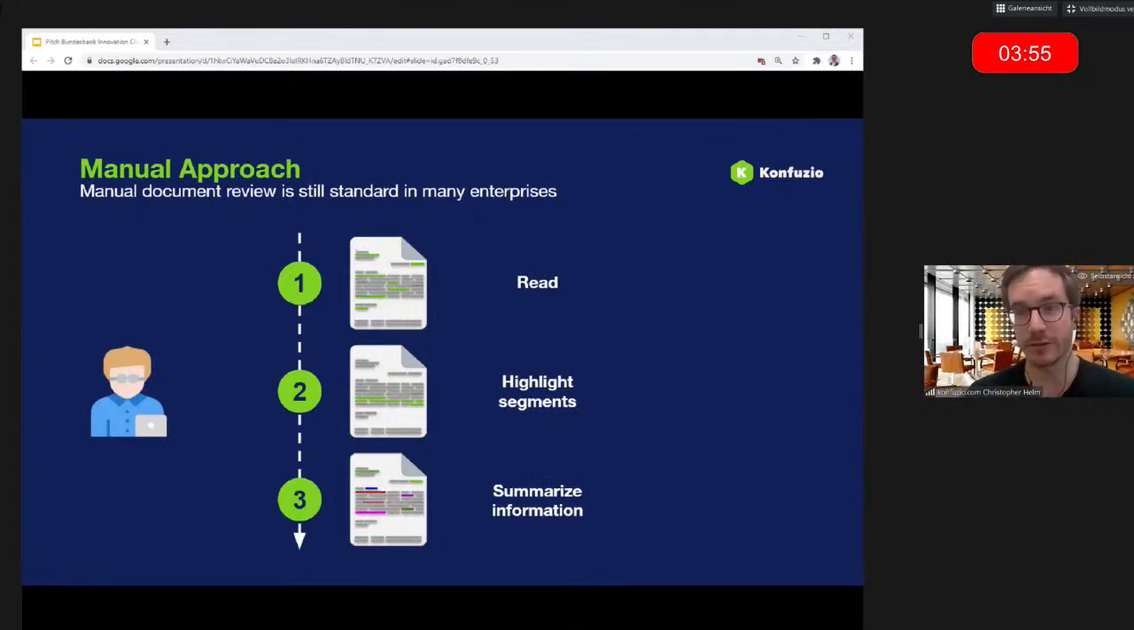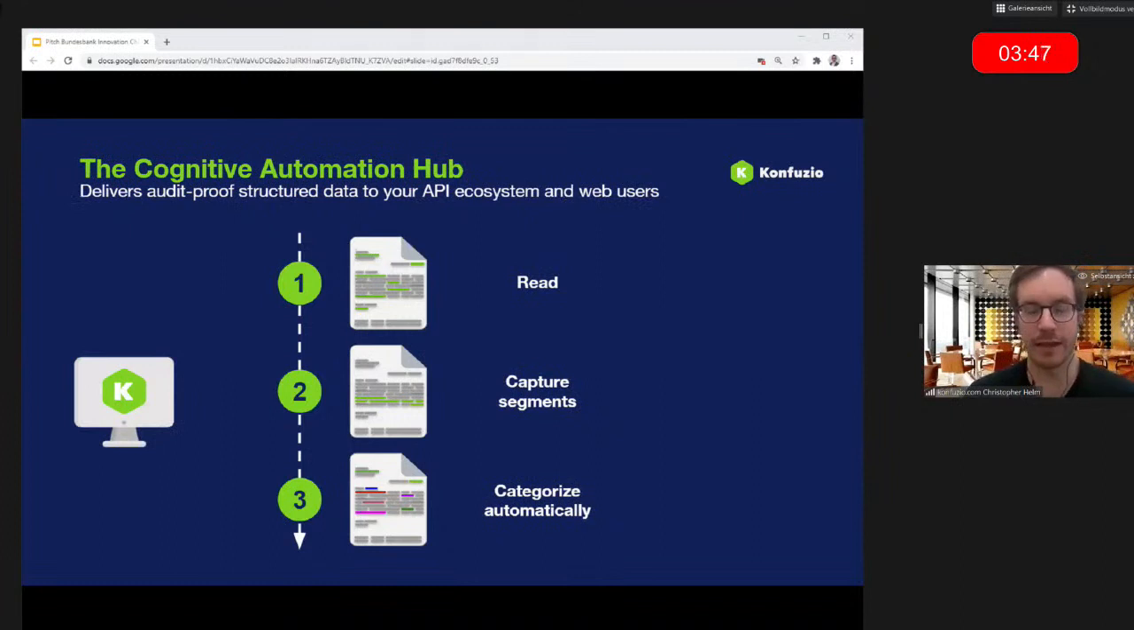Many enterprises do information extraction manually. They read documents and PDFs, highlight segments with a marker, and come up with a summary of what they have read. Using the latest research like LayoutLM, VGG16, BERT model, graph convolution, and Chargrid, our software is able to read text similar to humans, capture segments like tables and paragraphs, and categorize individual information and also paragraphs in total.